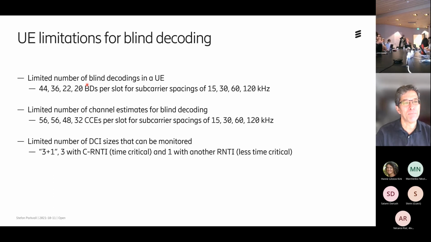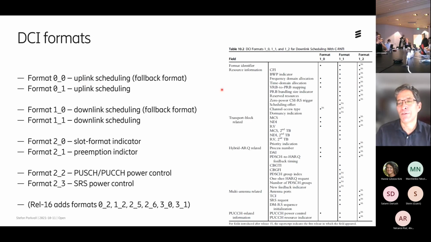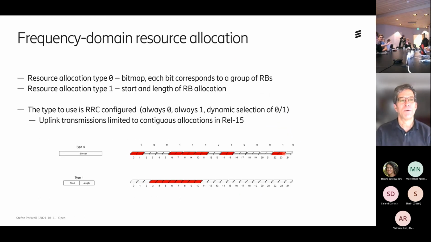Okay. They're definitely a bit messy. But I think what you need to remember is just that you do blind decoding of the control channels, and that there are some limitations on how many you can do. Then I have a few slides on some of these fields, for example frequency domain allocation and the time domain allocation, and I also think the TB size. You can look a little bit at those.